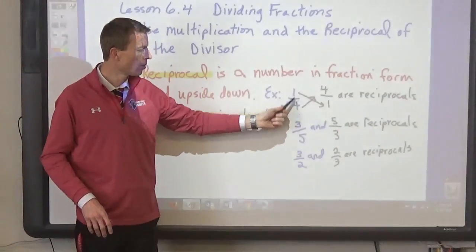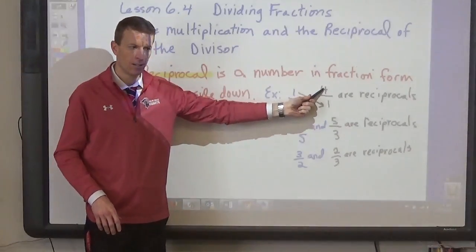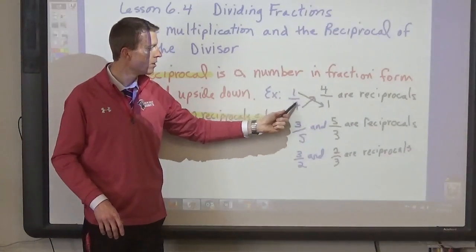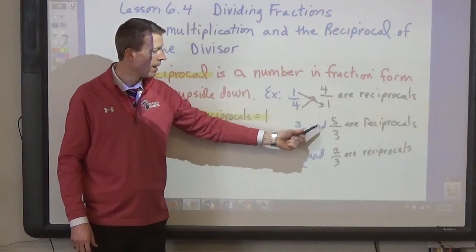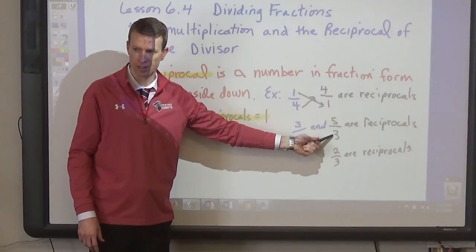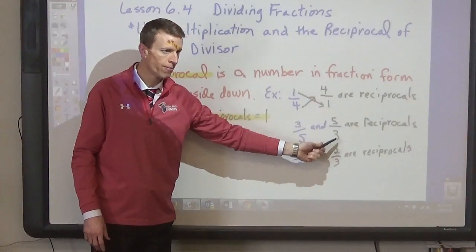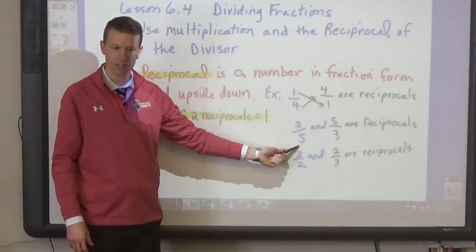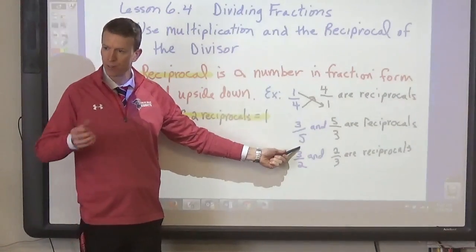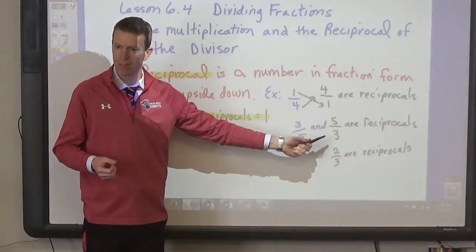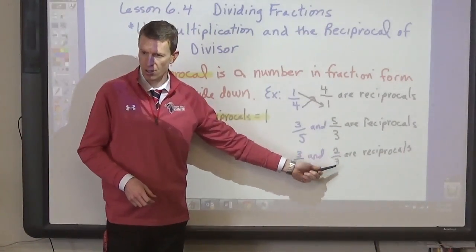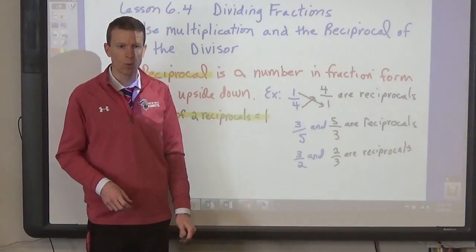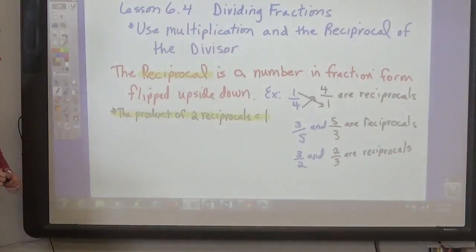So, the reciprocal of 1/4 is 4 over 1. These two numbers are reciprocals. 3/5 and 5/3 are reciprocals. Because if you started with this one, 5/3, and you flipped it over, you'd have 3/5. Or if you started with 3/5 and you flipped it over, you'd have 5/3. Okay? 3/2 and 2/3 are reciprocals. And so we're going to use that concept of reciprocals to do division with fractions.